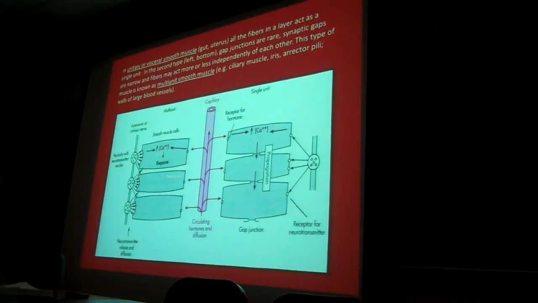So this is just to show you, don't worry about all this stuff here, just to show you that there are unitary or visceral smooth muscle like the gut and the uterus, and then there's other muscles that you want to control nicely, and so they actually have to have a nervous stimulation to get them to fire. They're not going to fire each other with a gap junction.